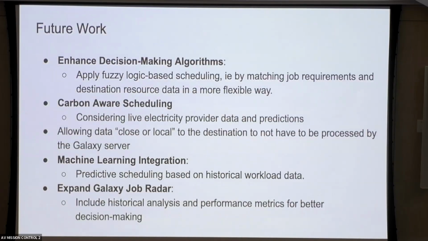So future work, we want to improve our algorithm by not just having a strict comparison between resources needed and resources available, but more of a binned approach, a fuzzy way of matching destinations to jobs, and not a strict yes or no. We also want to include energy usage or efficiency.